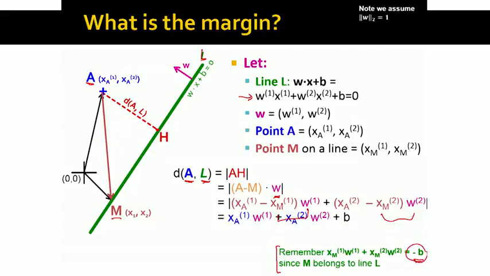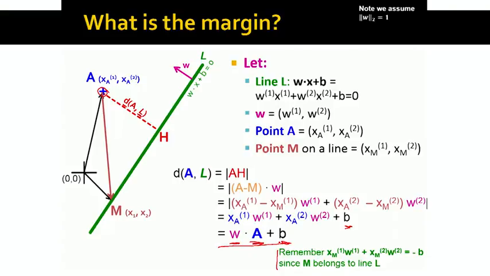So this means that these terms cancel out and can be replaced with the value of B. So the overall value is x sub A1 times W1 plus x sub A2 times W2 plus B, given the fact that we mentioned below. Now we can look at the value of this expression, and this expression is exactly W times A plus B, which basically means that the distance between the point A and the line L is simply the vector W multiplied by the coordinates of point A plus this offset term B.